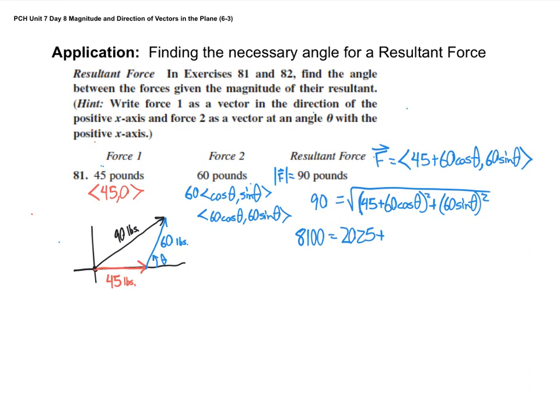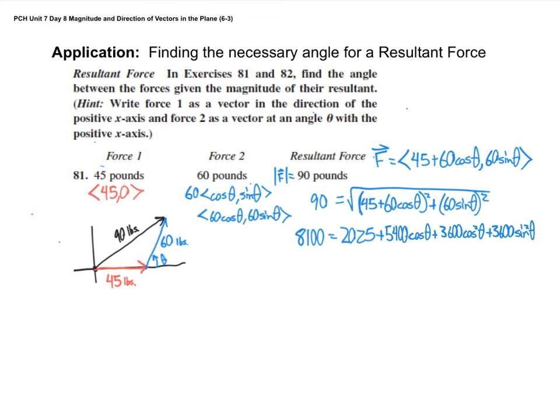So that's going to be 45 times 60, which is actually 2700, and we're going to have two of those. So that's going to be 5400 cosine theta, plus 60 cosine being squared is going to be 3600 cosine squared theta. And then I need to square the 60 sine of theta, so that's a 3600 sine squared theta. Alright? Now this looks harder than it's going to be to solve, alright?